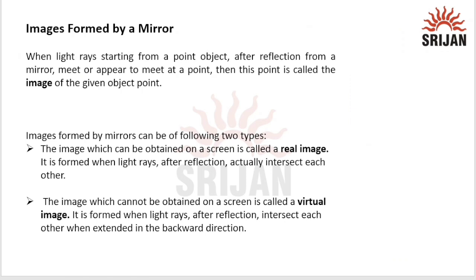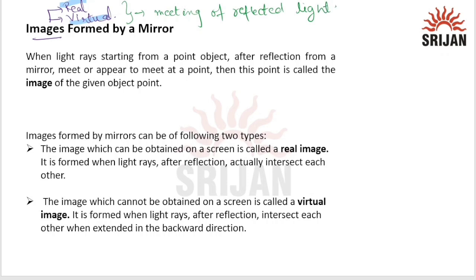Now, let us come to the images formed by the mirror. Basically, images are of two types, real and virtual. We have classified these two images, real and virtual, on the basis of the meeting of reflected light. First of all, let us understand what an image is. Actually, the point where you can see that the reflected lights are meeting is known as the image.